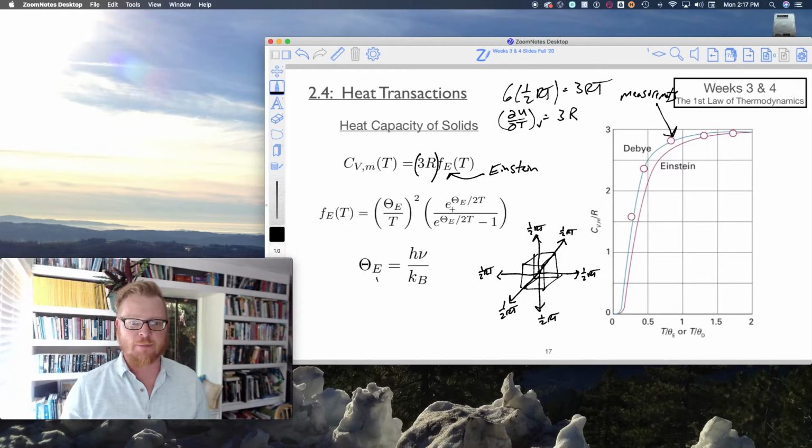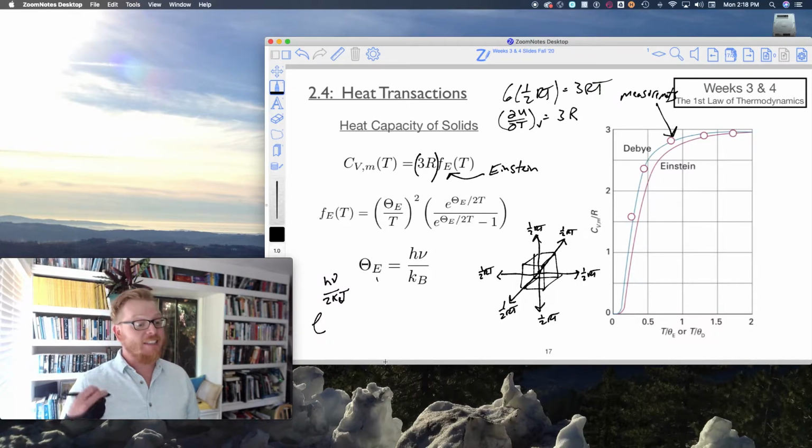Right, let's look at this. E equals theta_E divided by 2T, where theta_E is h nu over k_B. Let's plug that in. So e raised to the power, that's exponential, raised to the power theta divided by 2T. That's going to be e raised to the power h nu divided by 2T, that's going to be 2 k Boltzmann T.